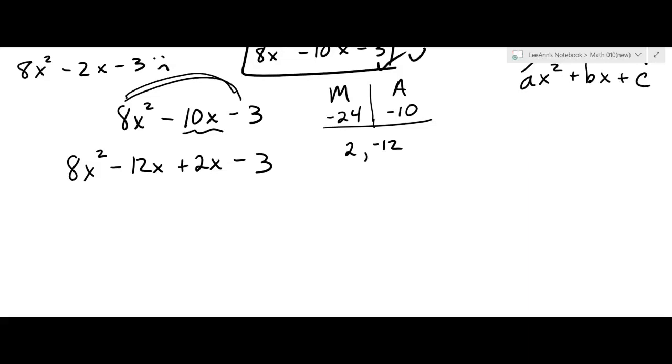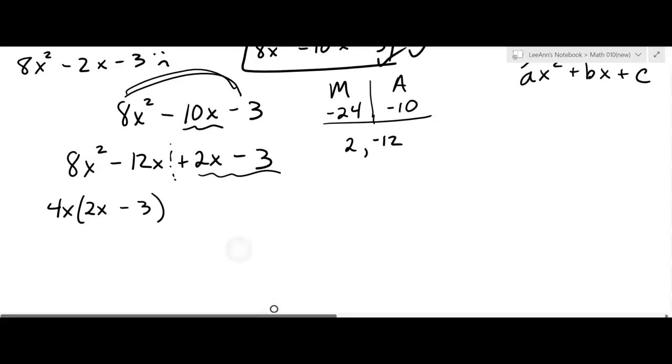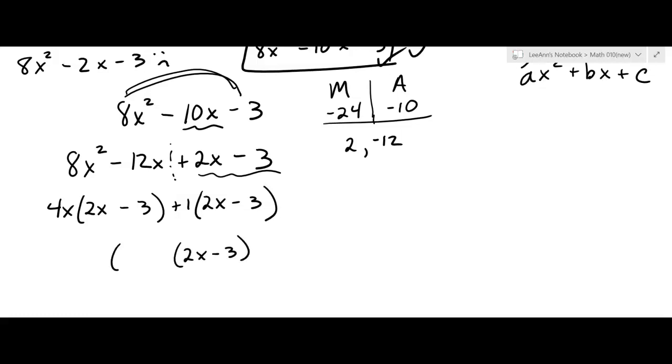Okay. Then I draw my dotted line because now it's a grouping thing. I'm going to factor out a 4x. That's what they have in common. Oh, this is a good one. These don't have anything common other than 1. So I'm going to put plus 1 times 2x minus 3. But look, the parentheses are the same. Yay, so it worked. I'm going to put that 2x minus 3 in the back. And then it'll be the 4x plus 1 in the front.